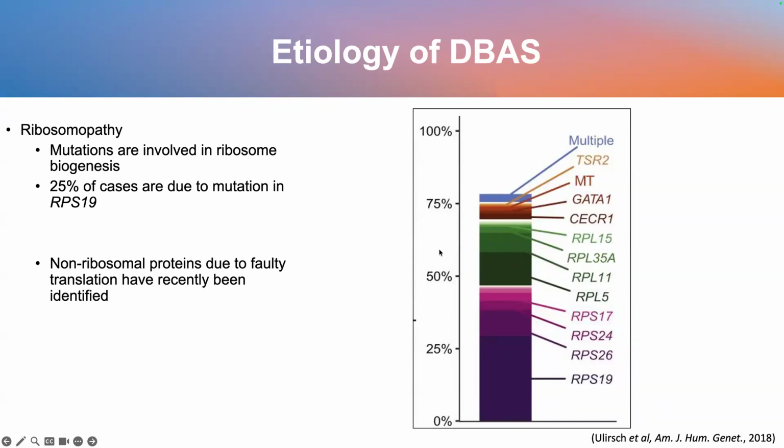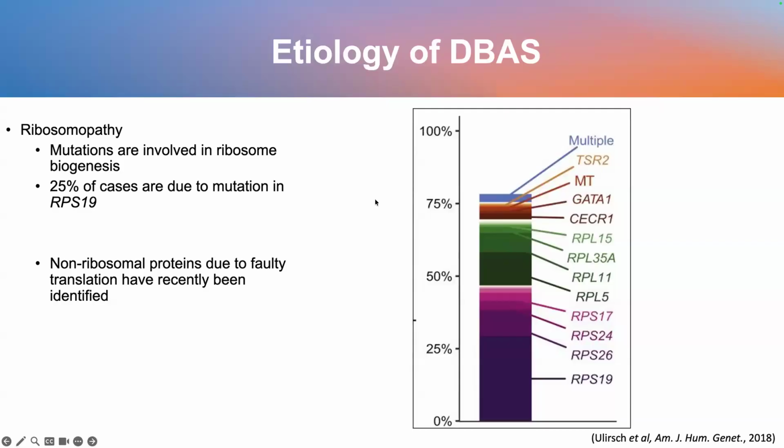When I say often, of course, it is to be taken with precaution because it's a rare disease. But then, as I mentioned, you have non-ribosomal proteins due to faulty translation, such as TSR2 and others that are involved. But what I would like you to note here is that there are still between 20 and 25% of the cases that are unidentified, and we still don't know the etiology of these cases.